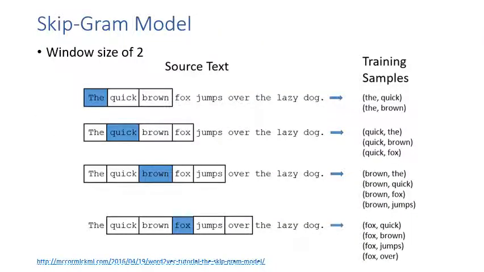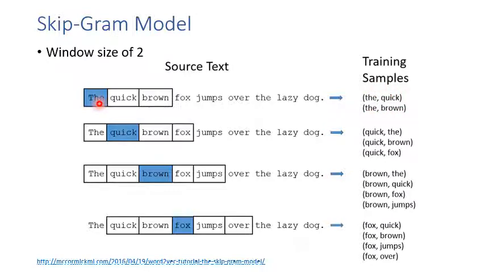Here is an example of a skip-gram model. The skip-gram model can also set the window size. Suppose we set the window size to 2. Let's see the example sentence. The first input is "the", so the skip-gram model will generate training samples like (the, quick), (the, brown).